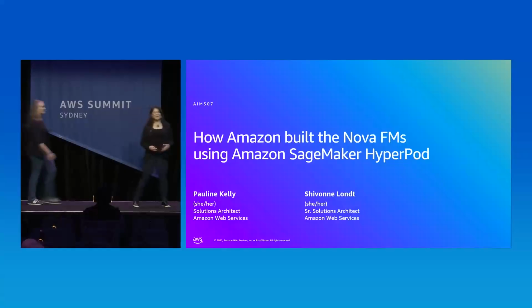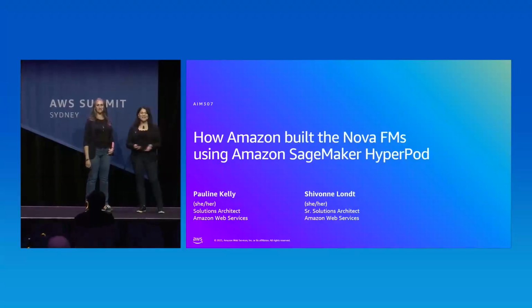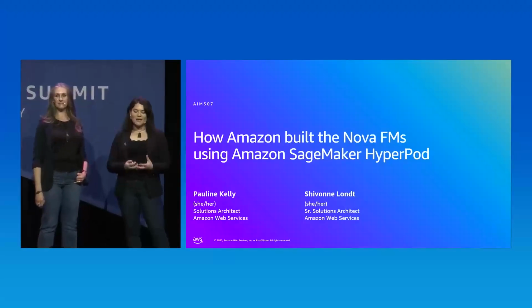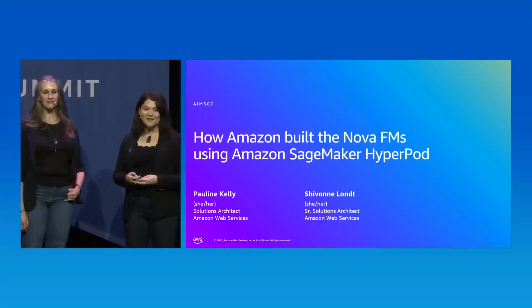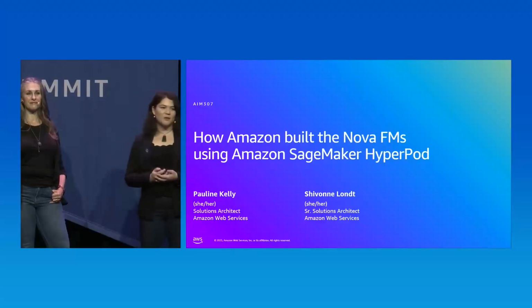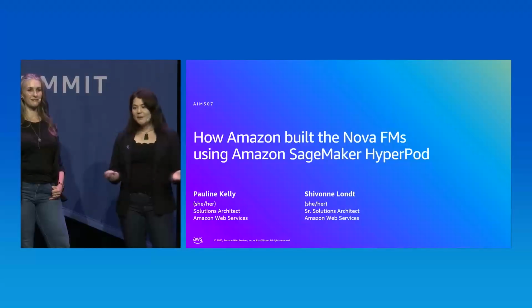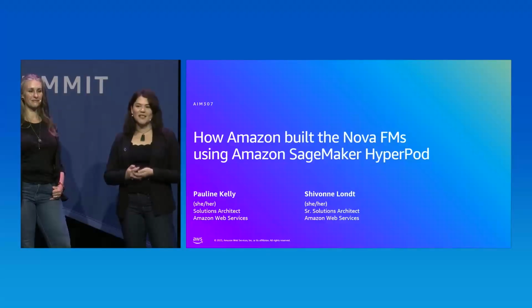Hello and welcome to our session, a close look at how Amazon built the Nova foundation models using SageMaker HyperPod. Today we're going to examine how the SageMaker team worked backwards from the customer, in this case the Amazon General Artificial Intelligence team, to help solve the unique challenges of building large language models with internet scale data on AWS. My name is Pauline Kelly. I'm an AWS Solutions Architect, and I love working with government customers across Australia and New Zealand to help solve their hardest challenges, which can include using artificial intelligence and machine learning.